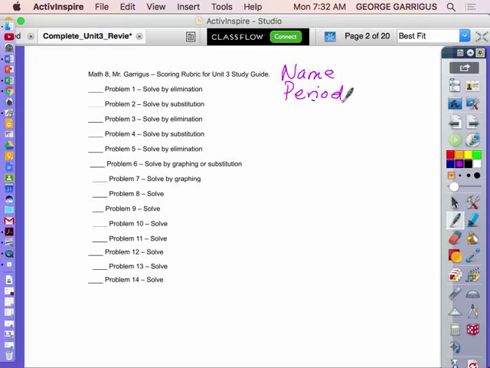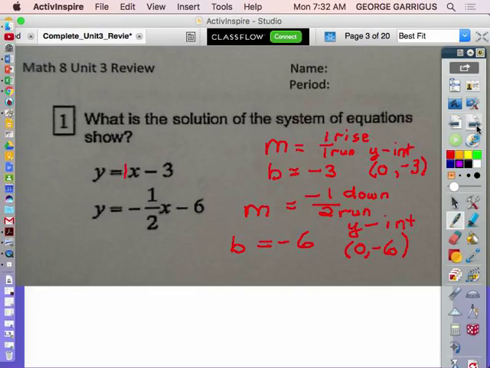The last few days we did solving by elimination. We got through problems 1, 2, and 3, so please put 2 points for each. And you can see that, number 1, what is the solution of the system of equations. We graphed it first to solve. There are 3 methods for solving systems of equations. The 3 methods we've learned are graphing, elimination, and substitution.